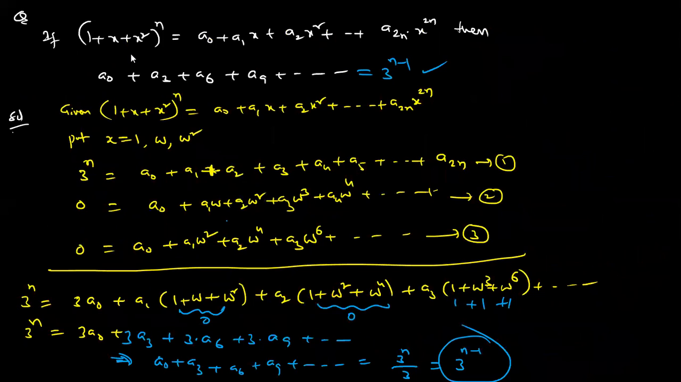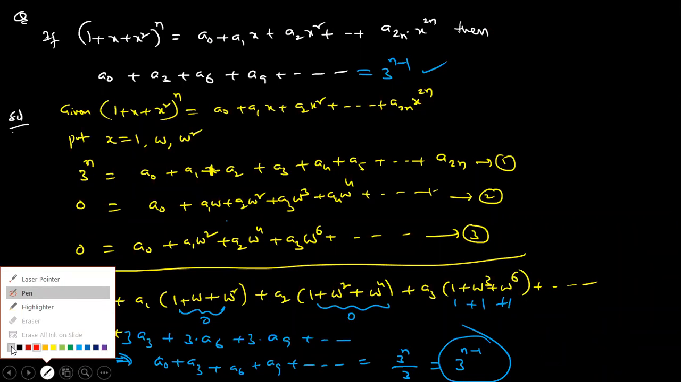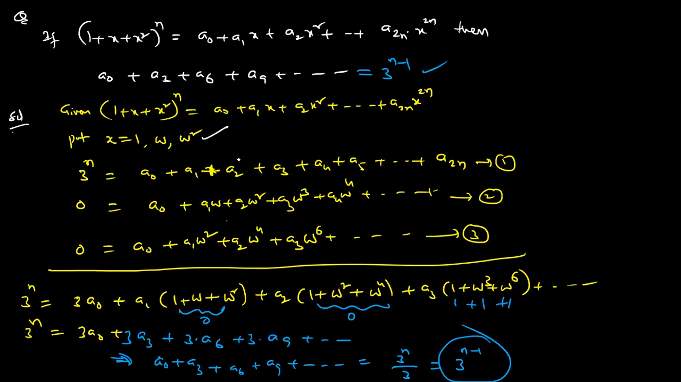Dear students, these look like binomial theorem problems. If (1 plus x square) whole power n is equal to a0 plus a1 x plus a2 x square and so on up to a2n x power 2n, then find this value. Put x equal to 1, omega, and omega square. We are getting three equations. Add them.